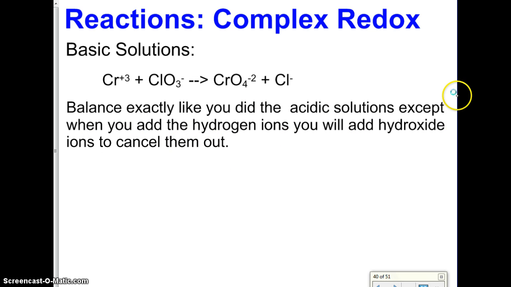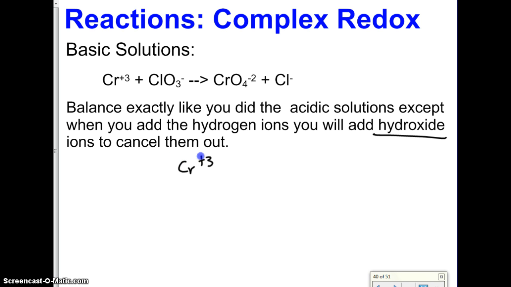It really works the exact same way. The only difference is that in a basic solution, we don't have hydrogen ions. We have to use hydroxide ions to cancel out the hydrogen ions we balance with. So let's look at what that looks like. Again, we write our half reaction.